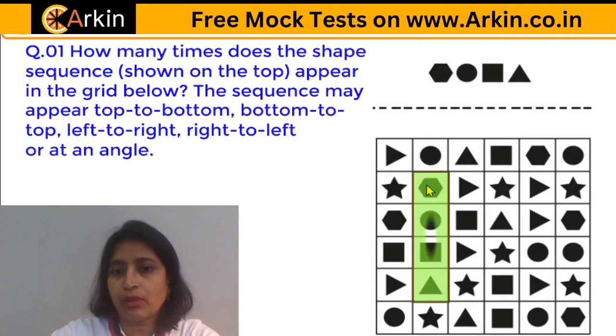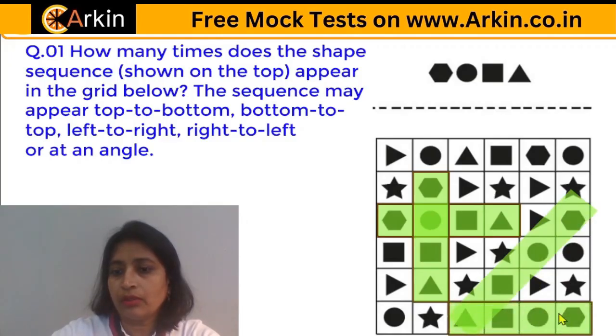So this will be the first occurrence. And again, this is a hexagon, and again this will be possible, the second. Then here also we can find a hexagon, so this is again the same sequence. The third, another hexagon we can find here, so this will be bottom to top, sorry, right to left. So there are a total of 4 times that this sequence has appeared, so you have to mark the answer as 4.